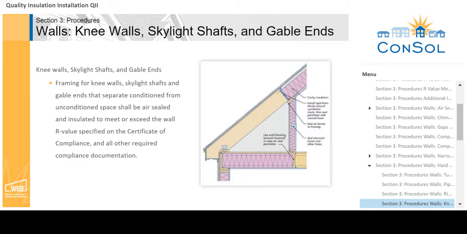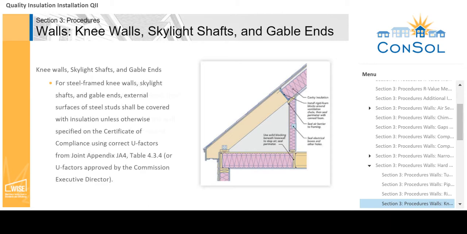Framing for knee walls, skylight shafts, and gable ends that separate conditioned from unconditioned space shall be air sealed and insulated to meet or exceed the wall R value specified on the Certificate of Compliance and all other required compliance documentation. For steel frame knee walls, skylight shafts, and gable ends, external surfaces of steel studs shall be covered with insulation unless otherwise specified on the Certificate of Compliance using correct U factors from Joint Appendix JA4, Table 4.3.4.